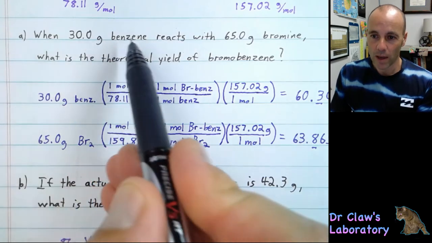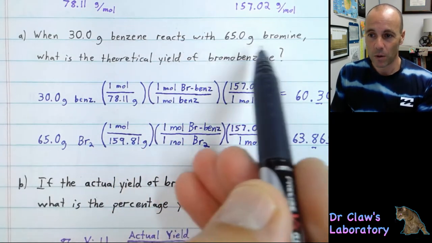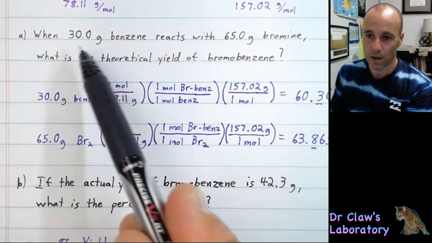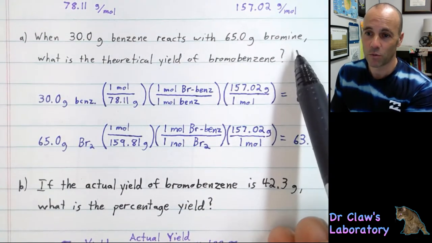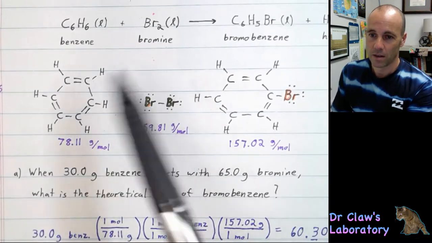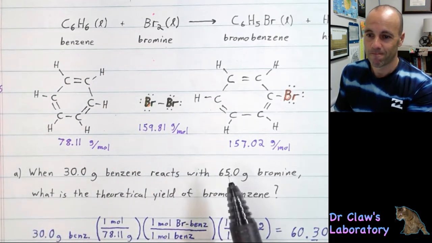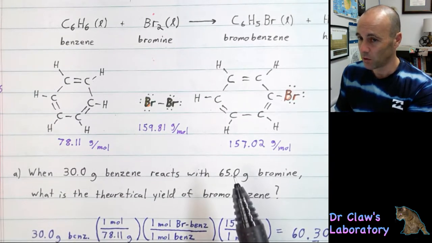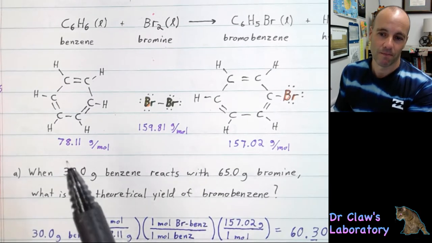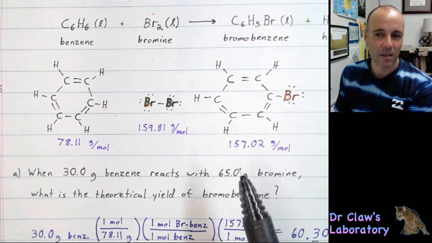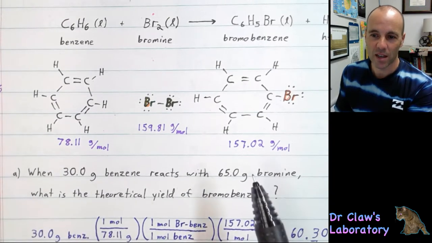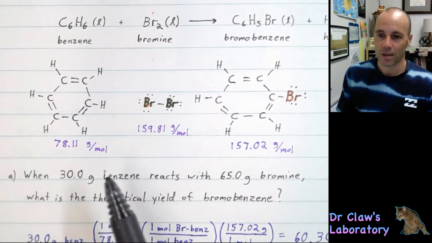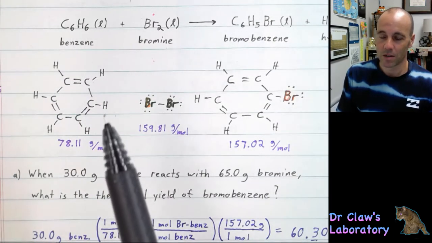So again, we have a certain amount of both of the reactants. The two reactants are benzene and bromine. You have 30 grams of benzene and 65 grams of bromine. Now, one of these is going to run out. It's going to limit the amount of product that's formed, and the other one will be in excess. It's not obvious which one runs out and which is in excess. Just because you have 30 grams of benzene doesn't automatically mean that one runs out. It depends on the stoichiometry, and it also depends on the molar masses.